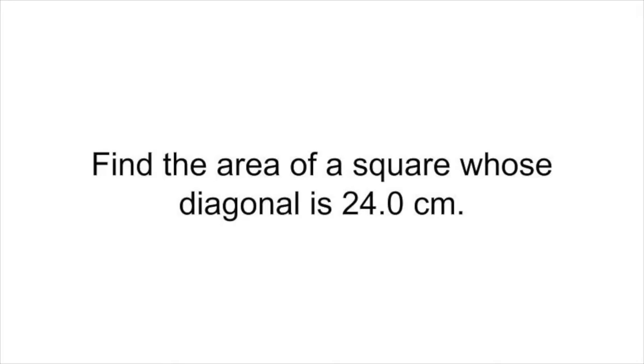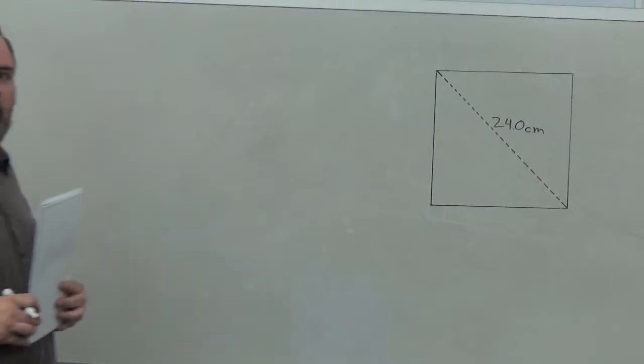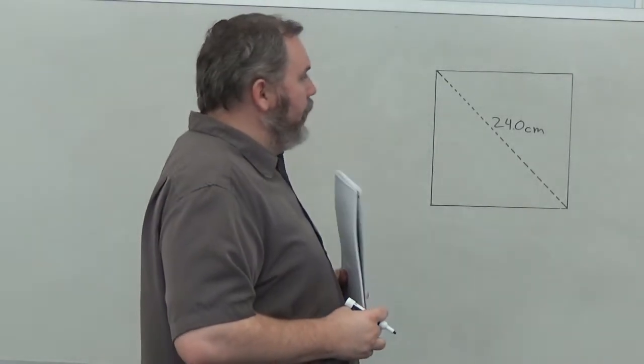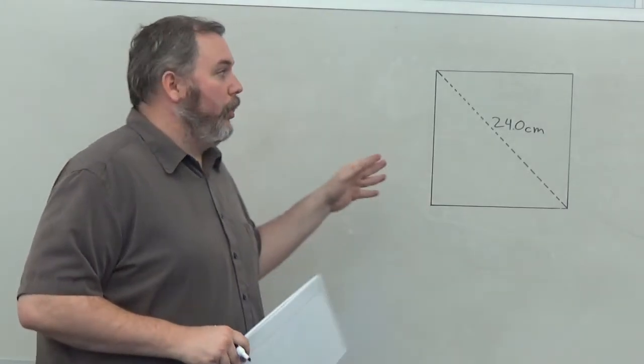All right, so let's do some word problems. The one that you read before says, find the area of the square whose diagonal is 24.0 centimeters. All right, so let's go back to class. Now, I went on and took the time to draw this picture out.